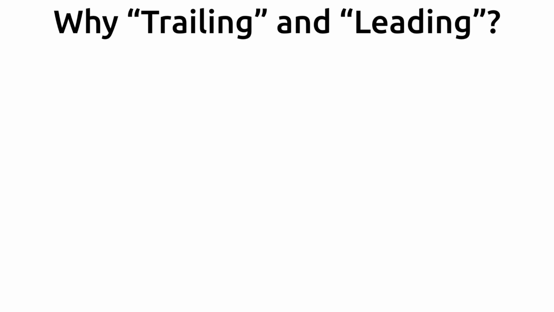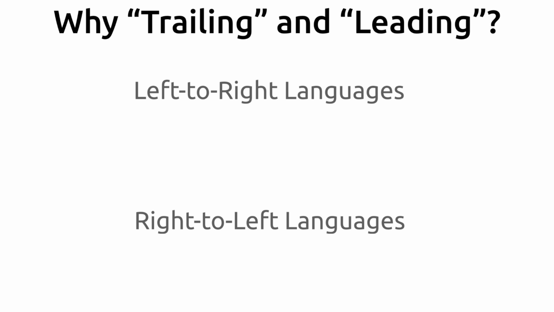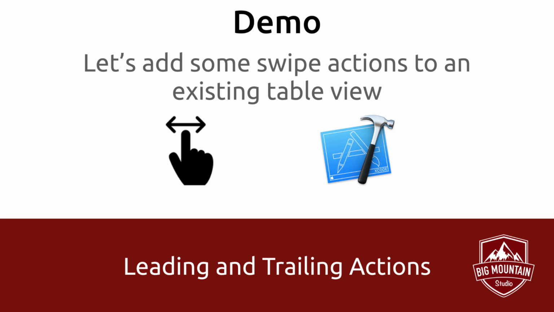Just real quick, I want to explain why Apple uses the words trailing and leading. It's because your apps can support languages that read from left to right, like English, and languages that read from right to left, like Arabic. So the side where the words start is always the leading side, or the leading edge. And of course, the opposite side is the trailing side, or the trailing edge. Okay, so let's jump into Xcode and see how we can create these leading and trailing actions.